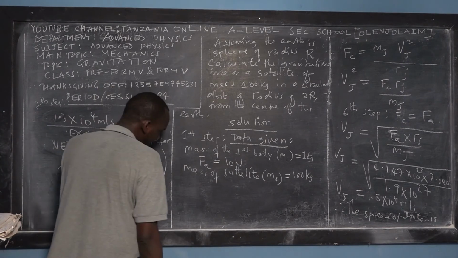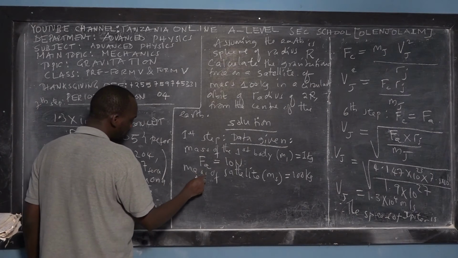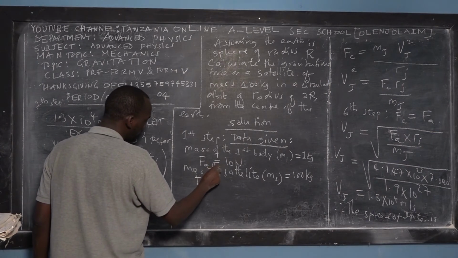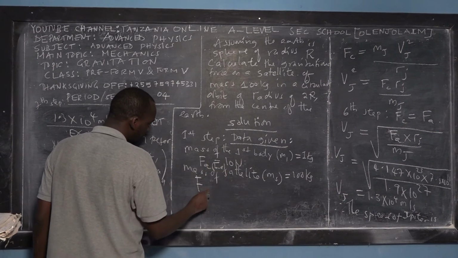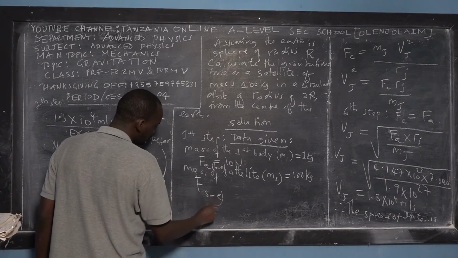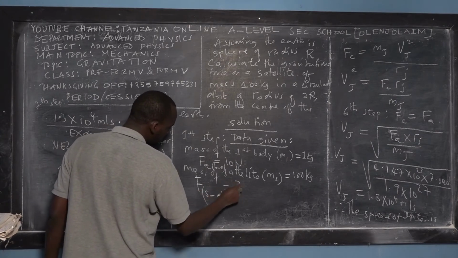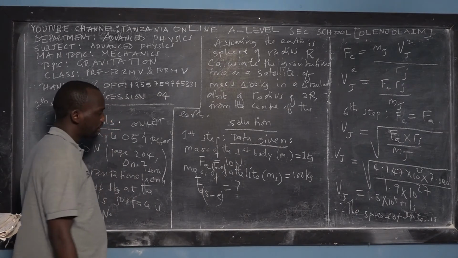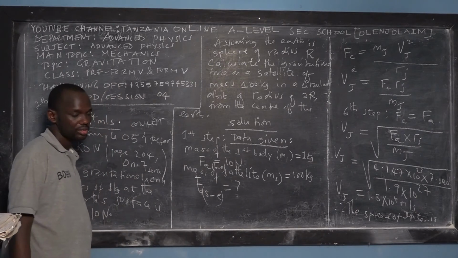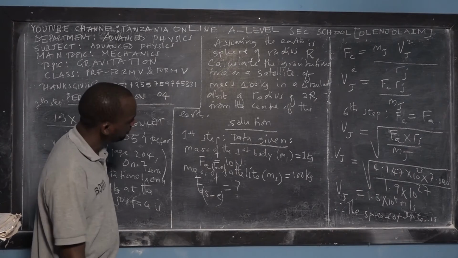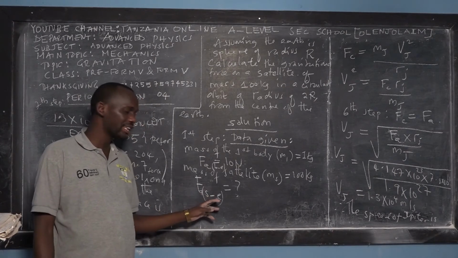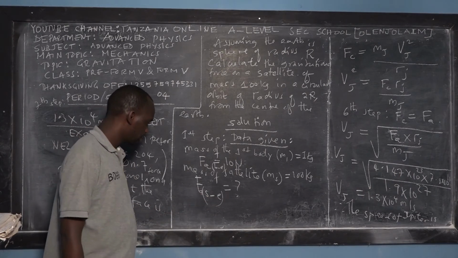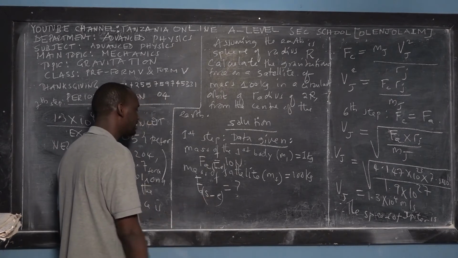What you have to find is the force of attraction. So this is the force of attraction between the body and the Earth. So the force of attraction between the satellite and the Earth is required. I don't know if you have understood this notation. This is the force of attraction between the satellite and the Earth.